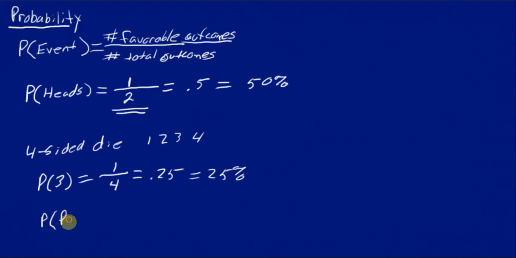Probability of a prime number. Well, you've got to remember what a prime number is. A prime number is a number that can be divided only by itself and 1. 1 by definition is not prime. 2 is the only even prime, and 3 is prime. 4 is not. So the probability would be 2 favorable outcomes out of 4 possible outcomes. We need to reduce that to 1/2. If you left it as 2 over 4, it's correct, but you want to put it in simplified form. And of course, that's going to be 0.5 or 50%. Easy enough?